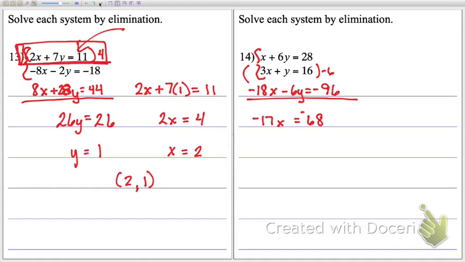We just leave it as that. No? Yes, Elena? I'm confused on how you find the number to multiply with.